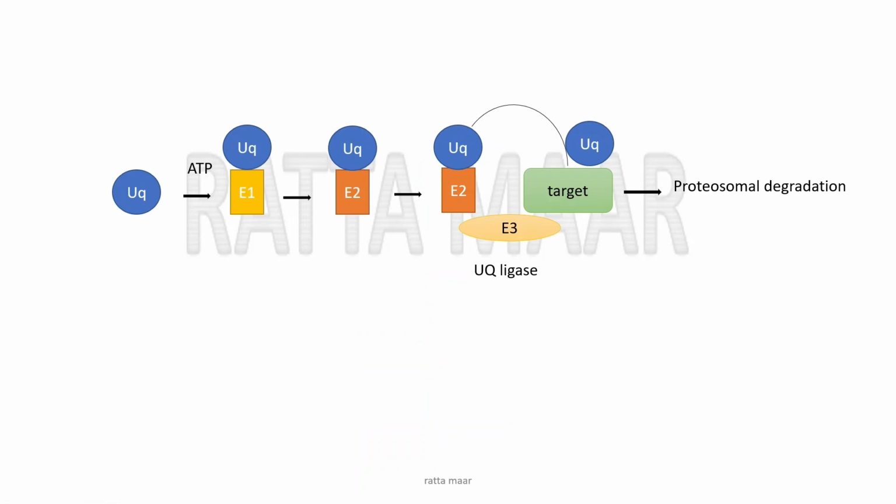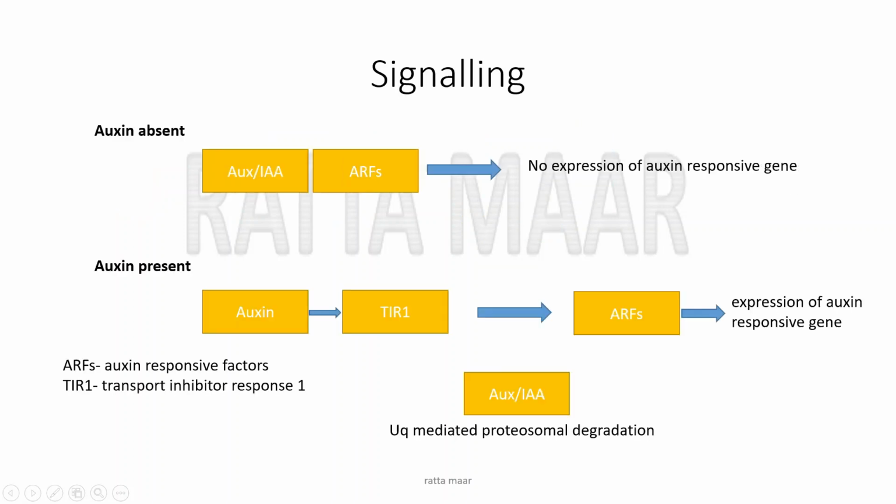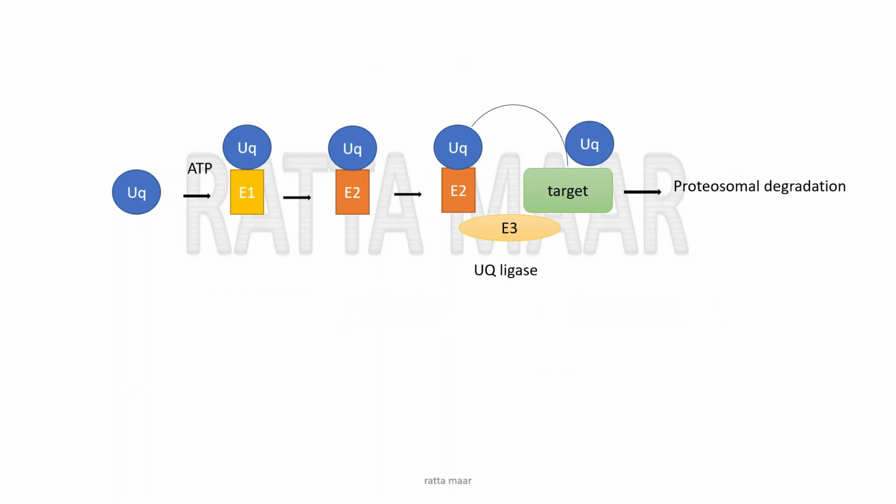Now, before going to the signaling of auxin, this ubiquitination step is very important to understand. It is important for both plants and animals. So, how does it actually happen? The ubiquitin first gets attached to the E1 protein with the help of ATP. Then E1 shifts this ubiquitin to E2. Then E2 gets attached to E3. E3 has dual sites. It attaches to E2 and the target at the same time. So finally E2 transfers its ubiquitin to the target and the proteasomal degradation of the target takes place.